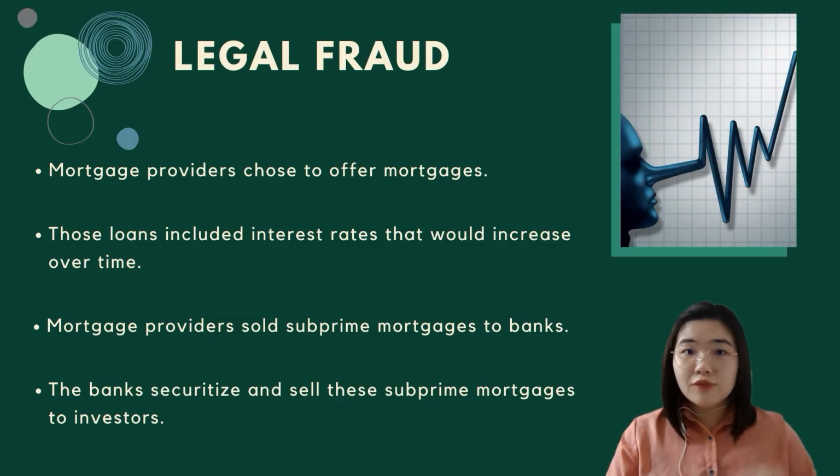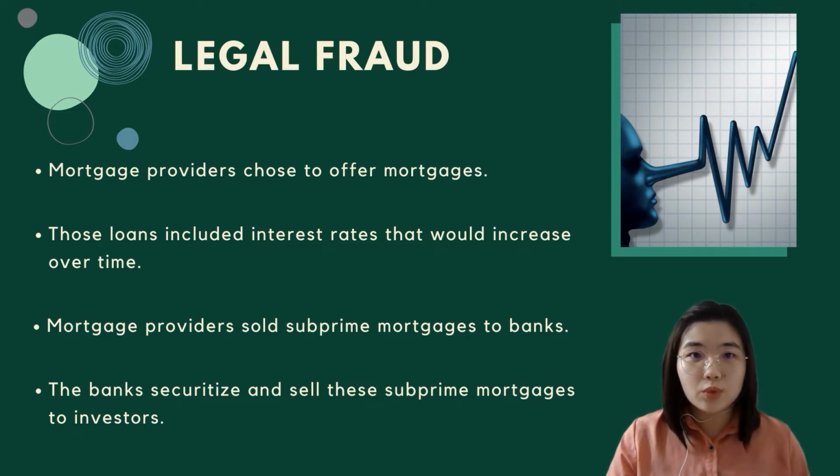Legal force was the first issue that contributed to the Great Recession of 2007 to 2010. This was because mortgage providers chose to offer mortgages even though they knew the borrowers could not afford them, and most of the terms of those loans included interest rates that increased over time. In addition, mortgage providers sold subprime mortgages from these borrowers with impaired credit history to banks, and the banks securitized and sold these subprime mortgages to investors.